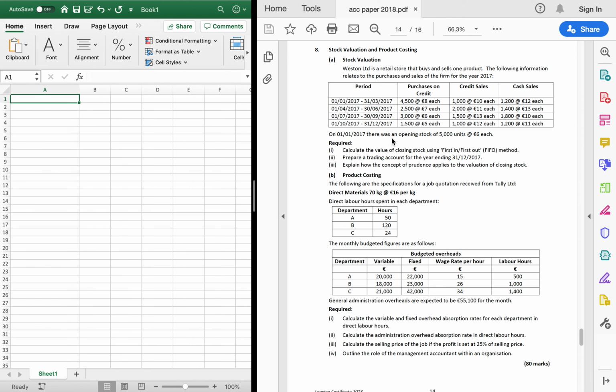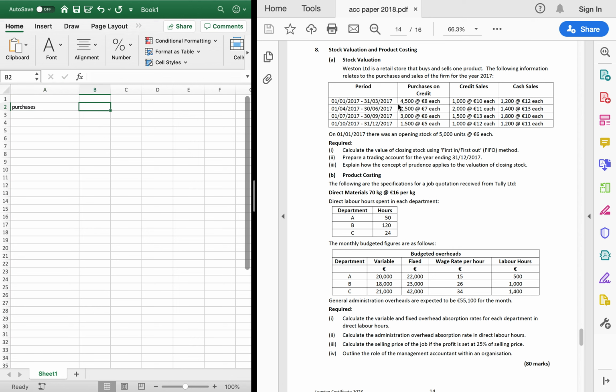This stock valuation is exceptionally easy. I know I say that quite a lot about things, but we're asked to do two things. Basically, calculate the value of closing stock on a first in, first out basis and prepare a trading account for the year ended. Now, what I'm going to tell you to do is basically work out all these sums here. We'll do this question all at one time. So this is just calculator work.